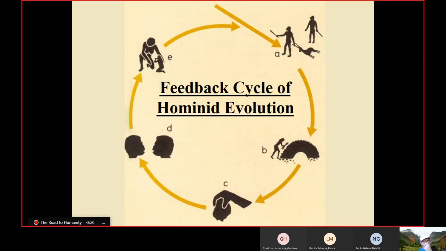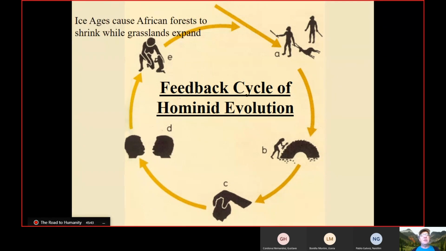So we think that hominids, our ape-like ancestors, went through a cycle that fed on itself. So we call it a feedback cycle, which allowed them to evolve. We have these different behaviors that improved survival if they kept growing on each other. So to begin with, the ice ages up here at the top, the ice ages would have caused the forests in Africa to shrink and the grasslands to expand. So it would have been helpful to stand up since you're not in the trees and you need to see over these 4 and 6 foot tall grasses.